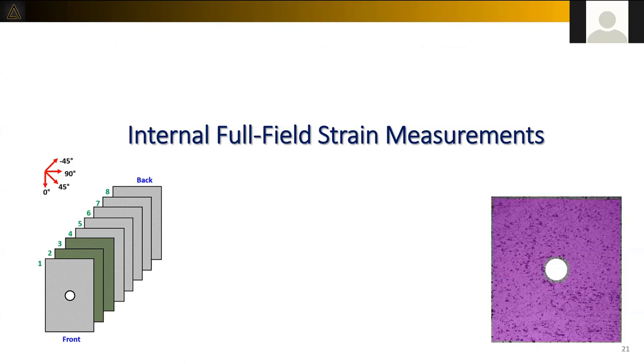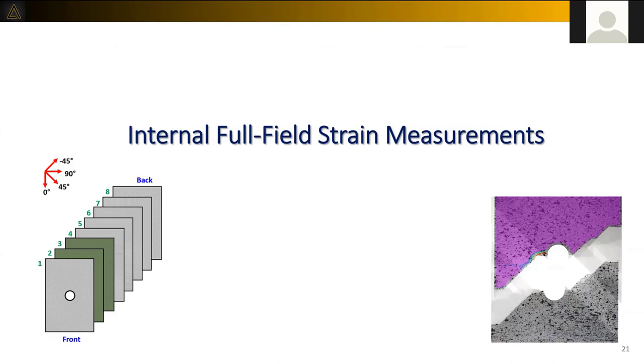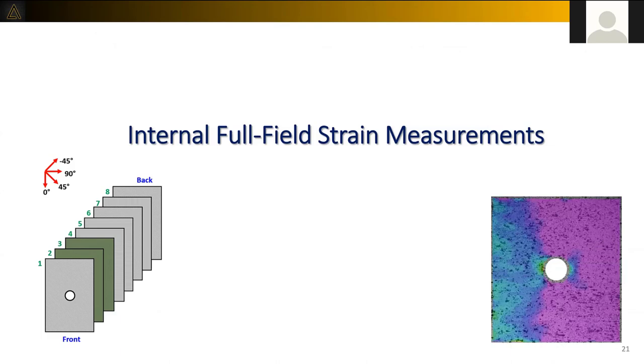So most of the full field strain measurements you see today are mostly on the surface. But as we go into this really detailed analysis, going into ply-by-ply failures, matrix cracks, delamination, and internal damages, it's nice to have full field experimental data coming from those internal plies.